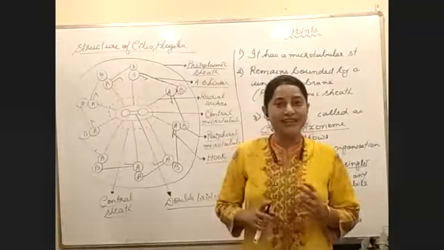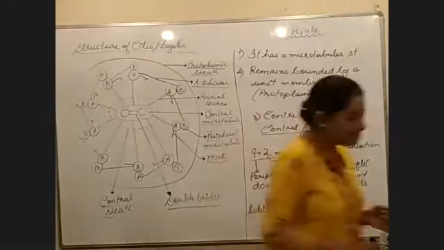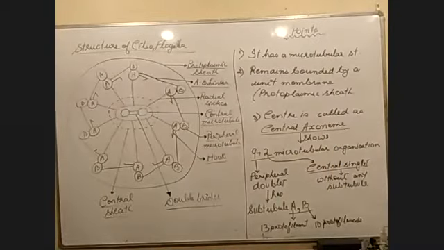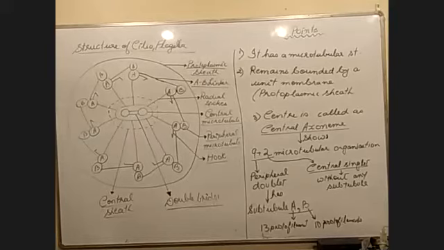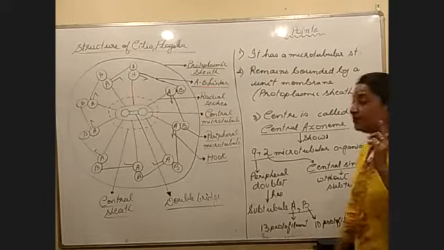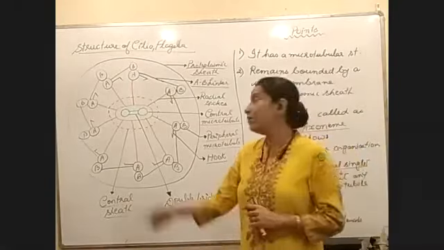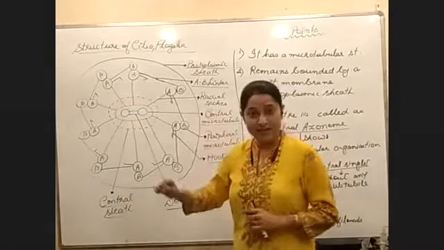Flagella, what we remember from the last class, that we have to talk about two structures, no? 9 plus 0 and 9 plus 2, right? So 9 plus 0 and 9 plus 2 are two structures, and the 9 plus 0 structure is the centriole. We have discussed it in the last class. Today we are drawing the structure of cilia and flagella.